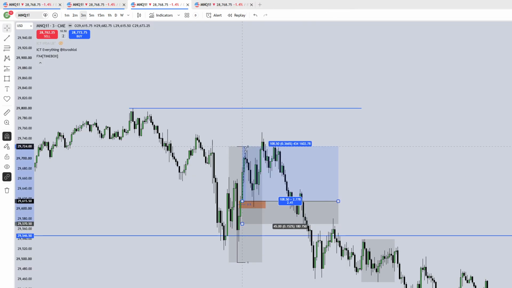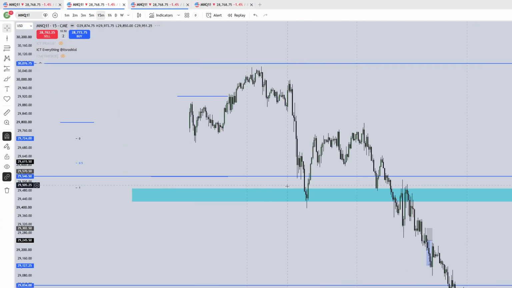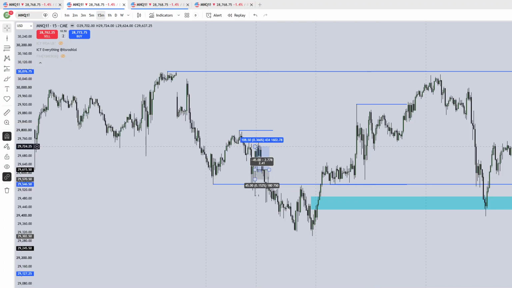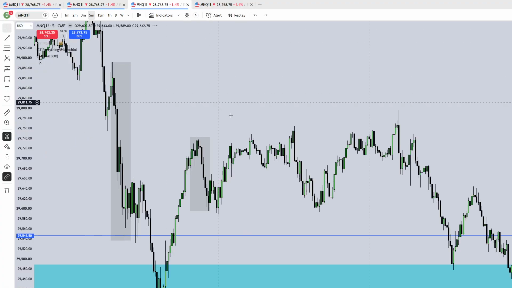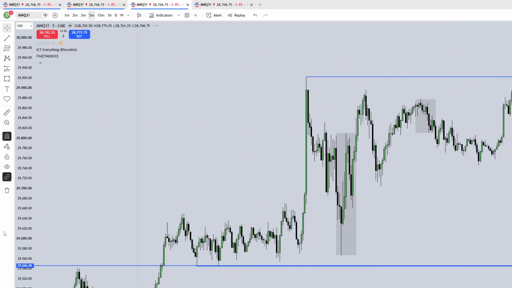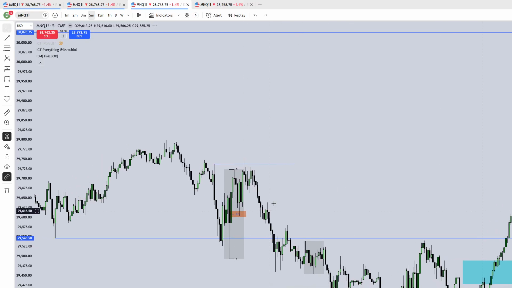So you enter here, target the edge of the leg, go to the M15, target the edge of the leg or the next M15 buy side. So nice little trade there. And whenever I get a trade in the morning like this, I'm not really interested in the afternoon. So I'll get rid of that.